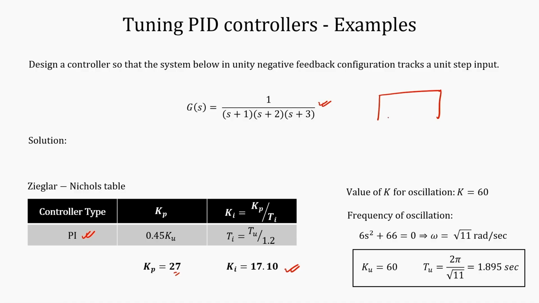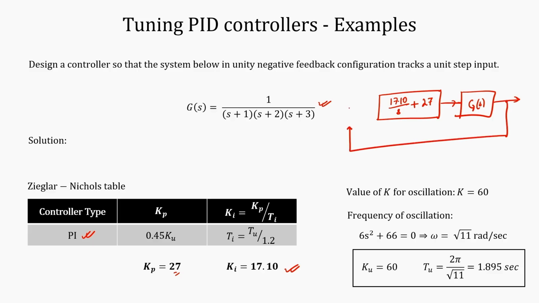So, basically what will be our final diagram? Our controller is 17.10 by s plus 27. Then we have Gs with us, and since this is a unity negative feedback system, this will be your final system. I am asking you to simulate this and check what the step response of the system is.